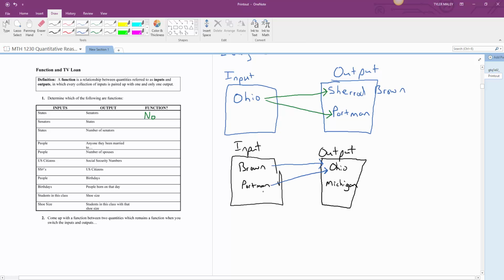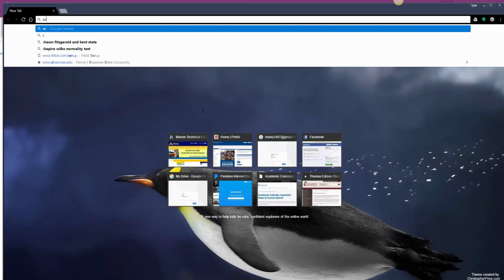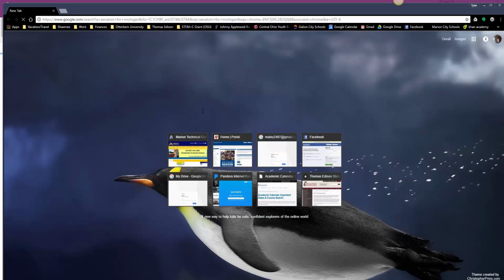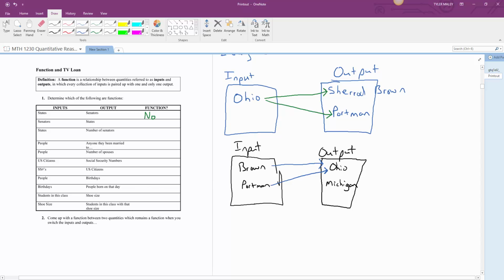Let's see. I don't know the senators for Michigan, but we could look that up really quick. Let's see, senators for Michigan. We have Gary Peters and Debbie, maybe Stabenow, maybe how you say that. So here we could have Peters, and Peters would be mapped to Michigan, and so forth. So we could list all 100 senators and map them to their states.